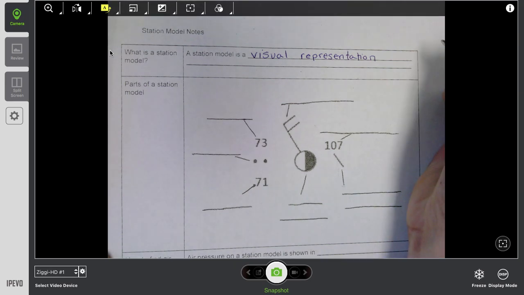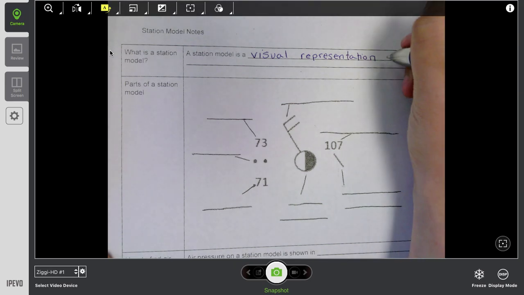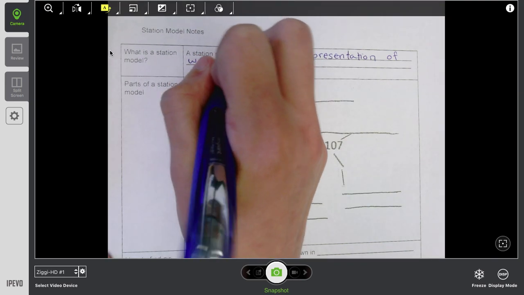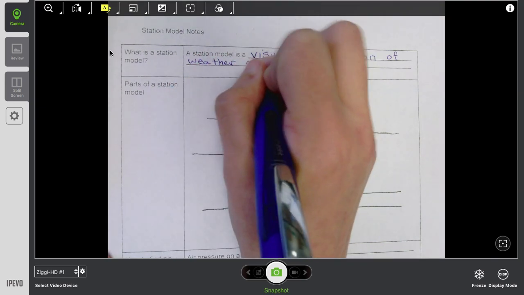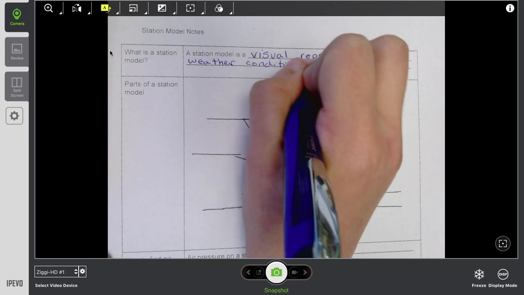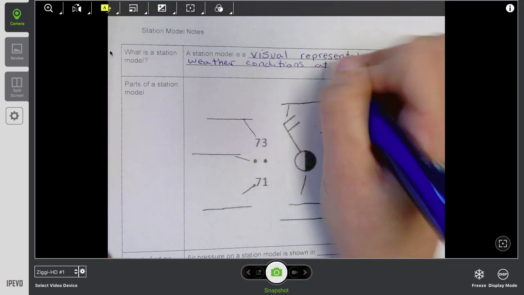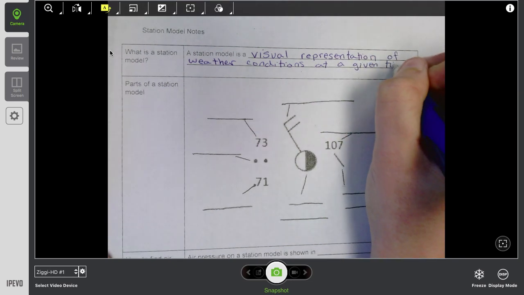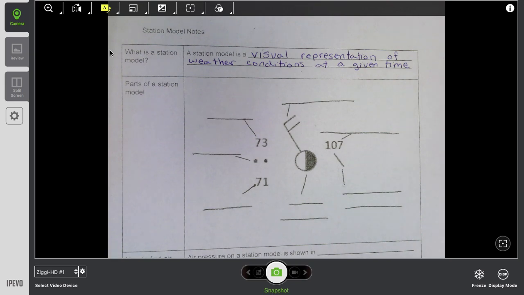So a station model is first and foremost a picture. It is a visual representation of weather conditions. So what is the weather like at a given time? A station model is going to change from day to day and hour to hour.